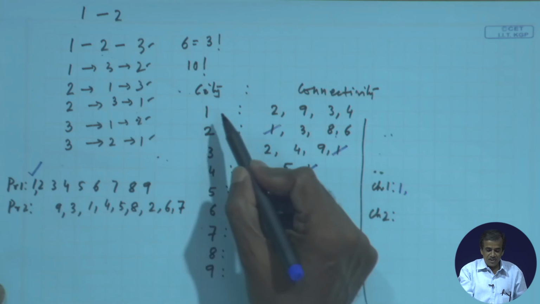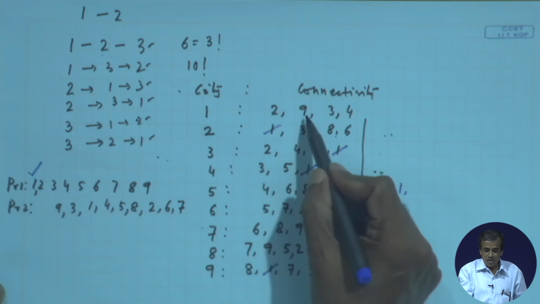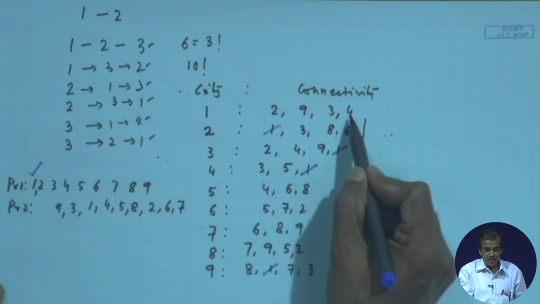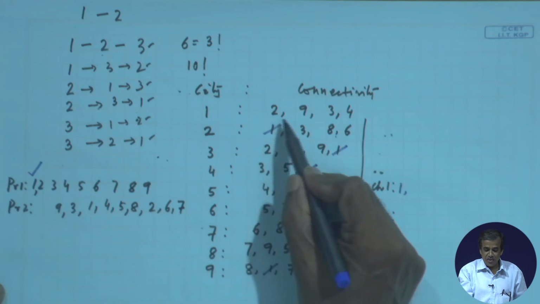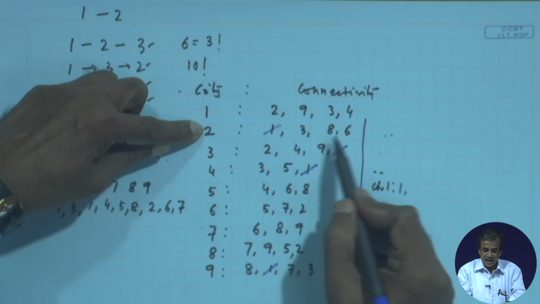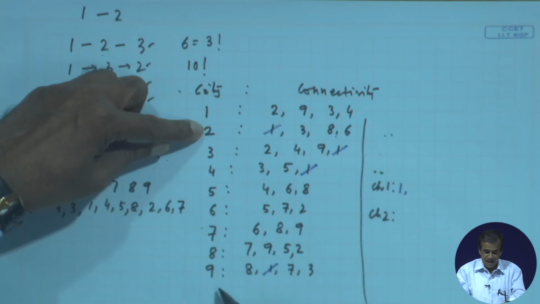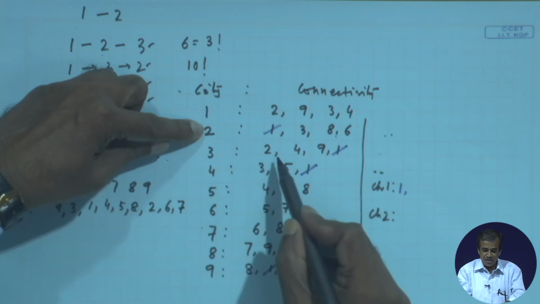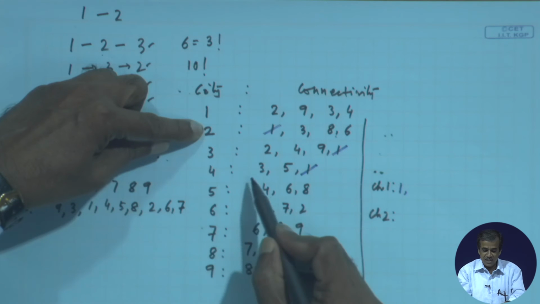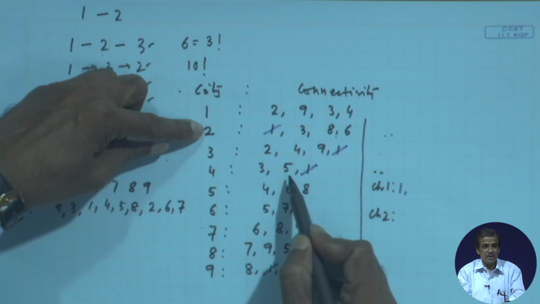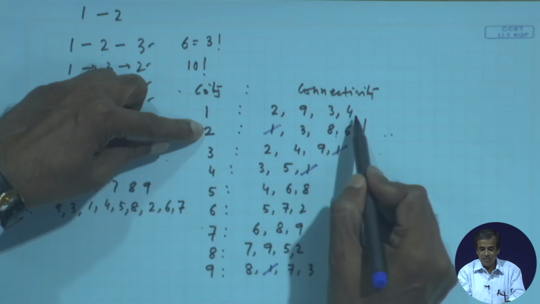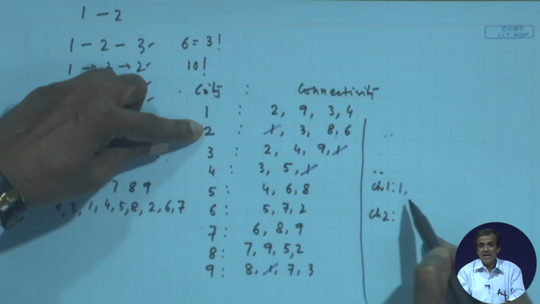Okay. Now city 1 is connected to 2, 9, 3 and 4. Now 2 is connected to 3 cities, 3, 8, 6, because 1 has been deleted. Then 9 is connected to 8, 7 and 3, 3 cities. 3 is connected to 3 cities 2, 4 and 9, and 4 is connected to 3 and 5, 2 cities. So out of these 2, 9, 3 and 4, city 4 is connected to fewer cities. Okay. So after 1 you select 4.